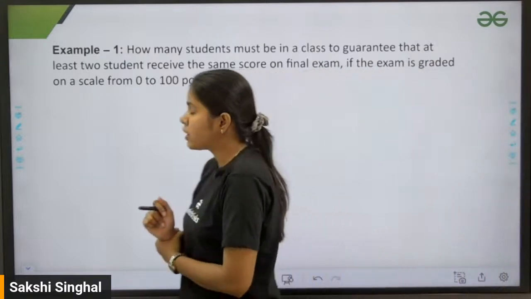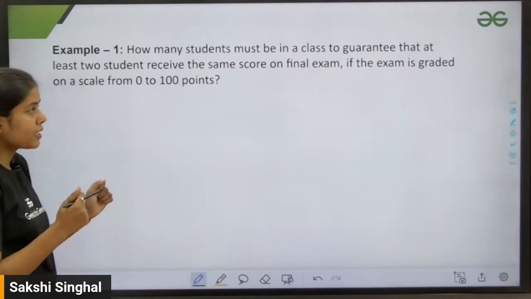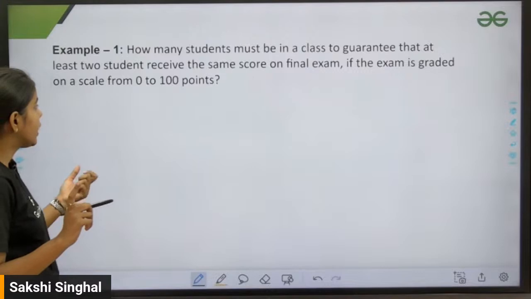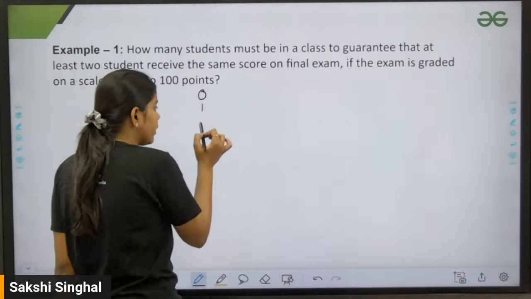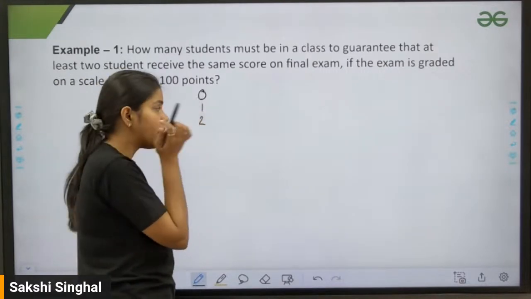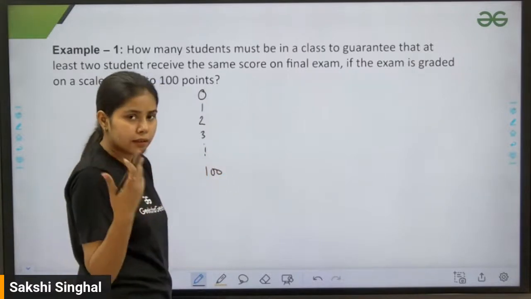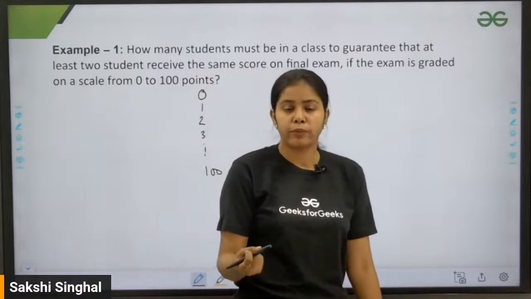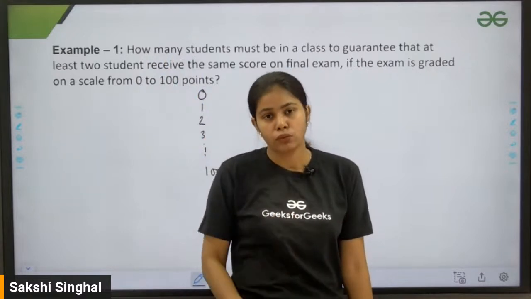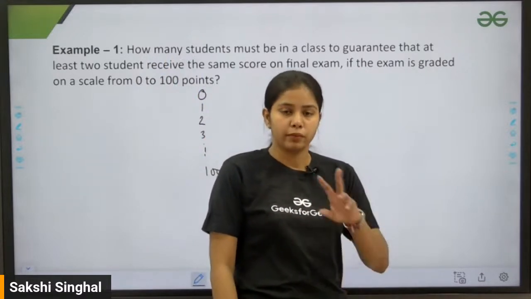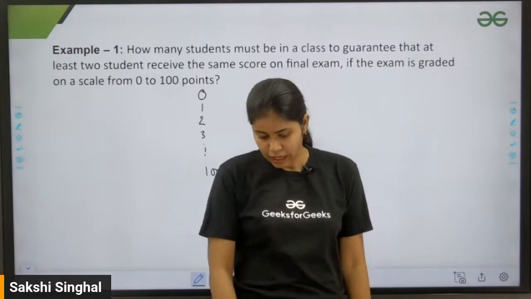So the question is: how many students must be in a class to guarantee that at least two students receive the same score on a final exam if the exam is graded on a scale from 0 to 100 points? So any student can get marks from 0, 1, 2, 3 up to 100. Does anyone have any idea how many minimum students should be there so that at least two students get the same marks? How would we find that out?